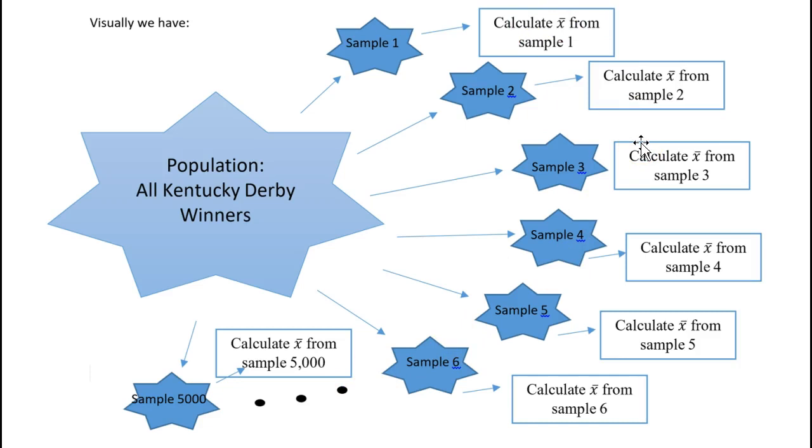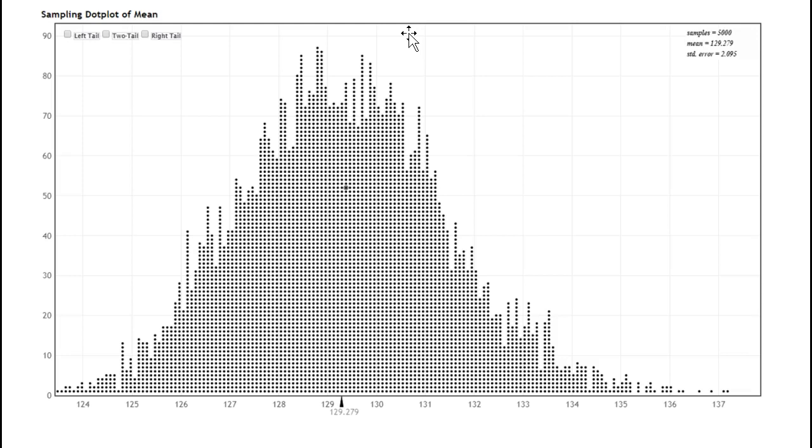This gives us a long list of statistics. We know that the value of the statistic will vary from sample to sample. The parameter does not change from sample to sample. It is a fixed value of 129.28 seconds. We can visualize the statistics calculated from 5,000 samples by plotting them in a dot plot. So the next plot we're going to look at is a plot of each and every one of these x bars, where each x bar comes from a sample of 30. So here is a dot plot of those means.